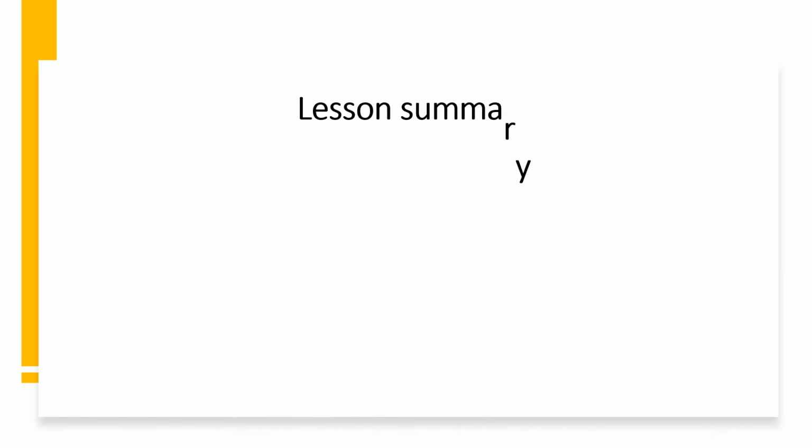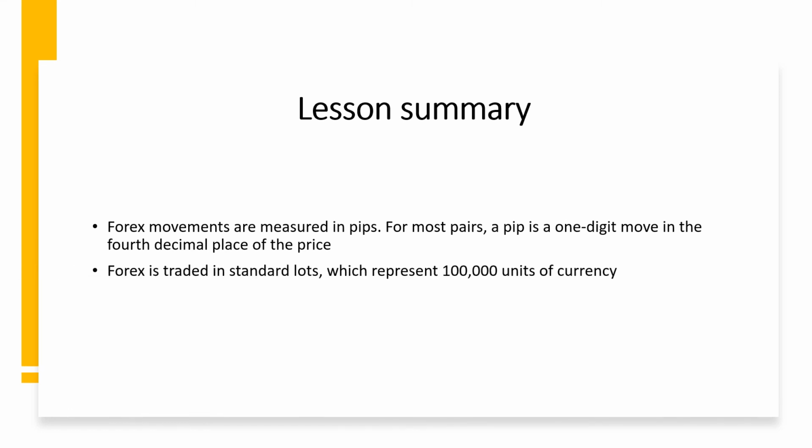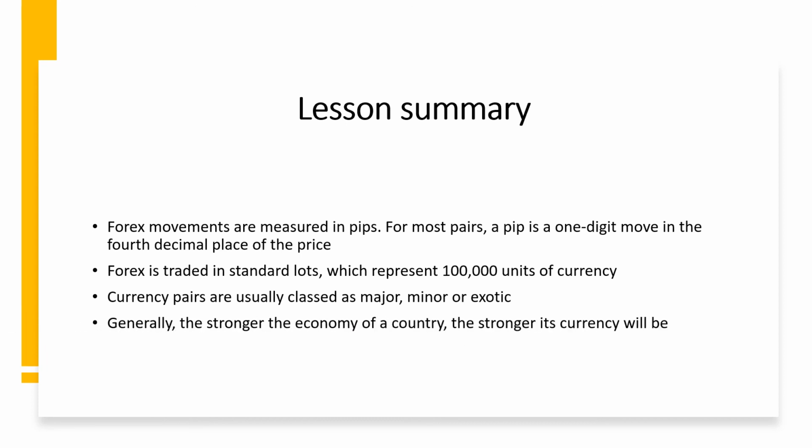Now, let's go to the lesson summary. Forex movements are measured in pips. A pip is a one-digit move in the fourth decimal place of the price. Forex is traded in standard lots, which represent 100,000 units of currency. Currency pairs are usually classed as major, minor or exotic. Generally, the stronger the economy of a country, the stronger its currency will be.